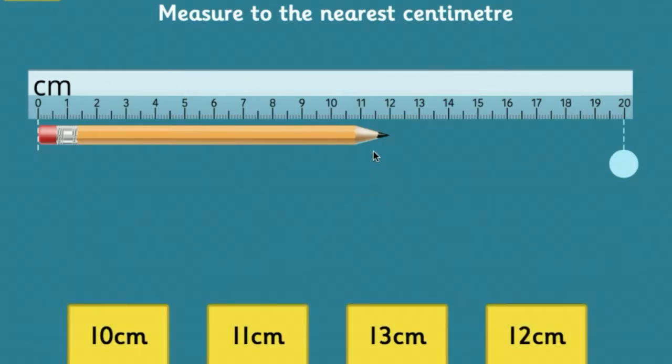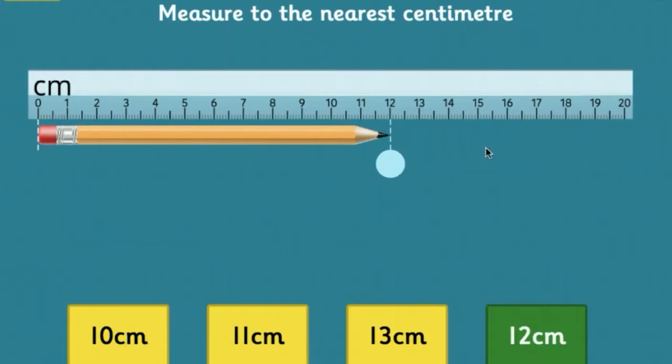We have a pencil as our next object. Again, we make sure the very edge of this object is lined up at the 0 and the other edge of the object is where we're going to find the measurement. With the pencil, this point is the very tip. We don't want to measure over here or over here. We want to make sure to get the very tip of it. So that pencil looks like it's about 12 centimeters long. So we'll come down here and find 12 centimeters. Well done.